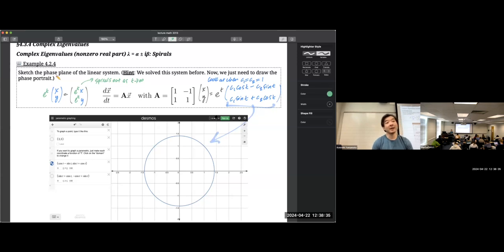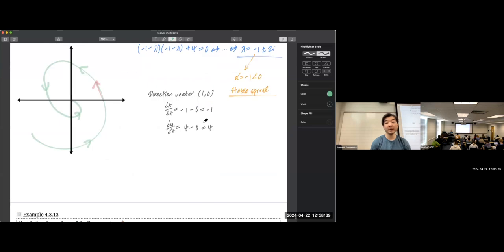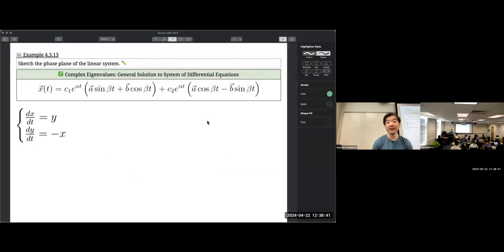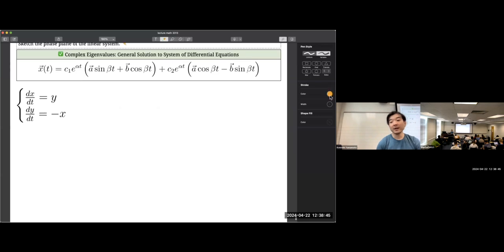Alpha greater than 0, unstable. Alpha less than 0, stable. Alpha equal to 0 is a stable orbit. And so we can look at that case right here. If you had this system right here, and you wanted to extract the A matrix, this doesn't have an x, so it's 0, and then it's 1 for the y, then -1, 0.